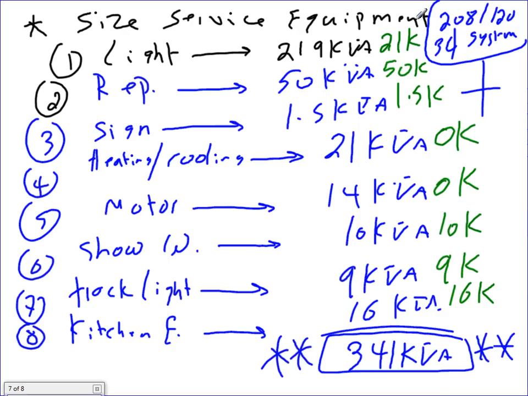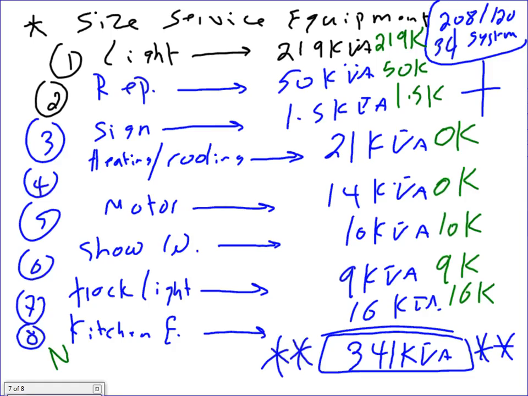The light on top, did I forget something? Yeah, 219. You have 21 on the first one, the light. 219, thank you. This is 219K. Okay, can you guys add everything and give me the answer here?